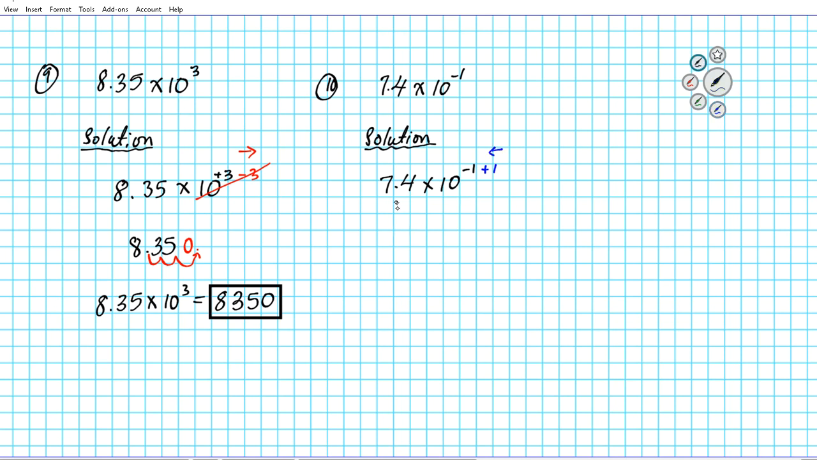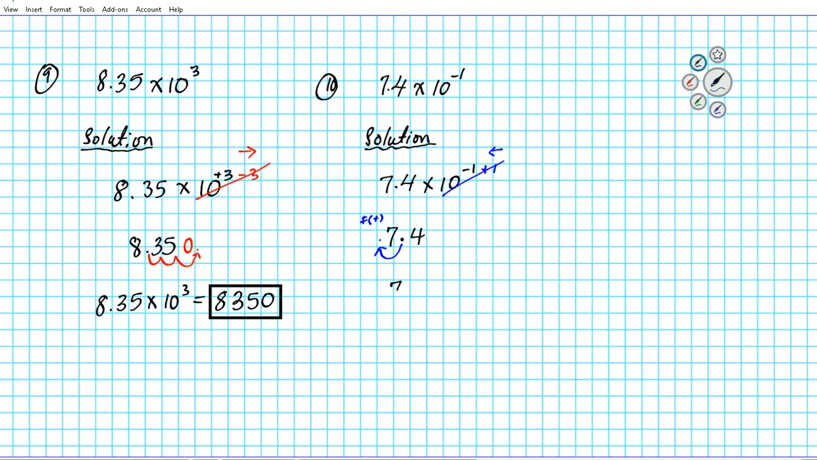So bring down the digit part, 7.4. Our decimal point will be moving where? It's going to move 1 place to the front. Remember, the front is positive, and the back is negative. So 1 place to the front, and that will get rid of this 10 piece that we have here.